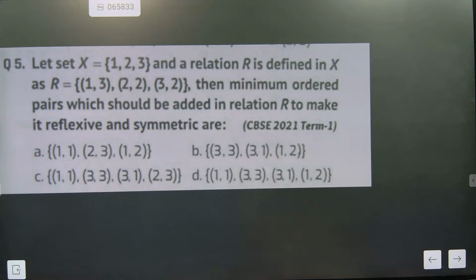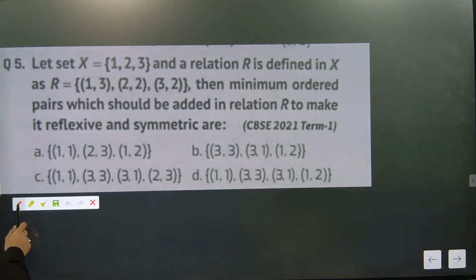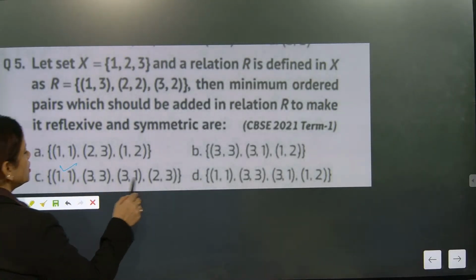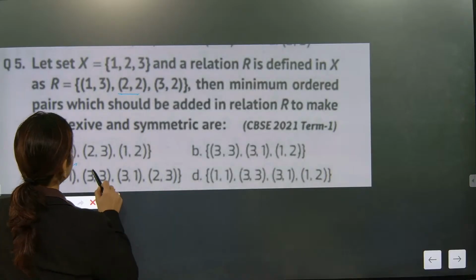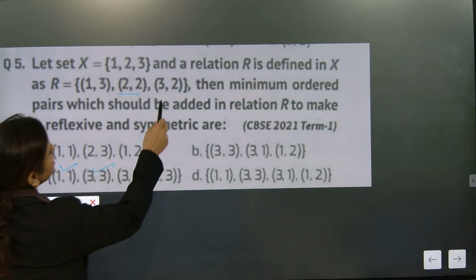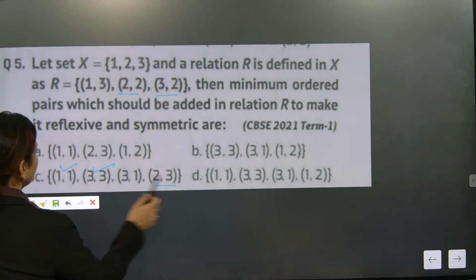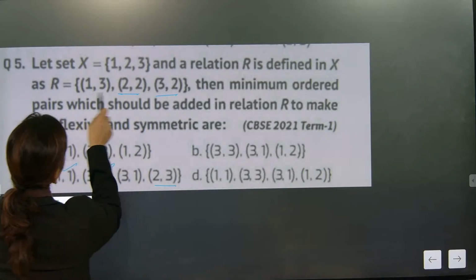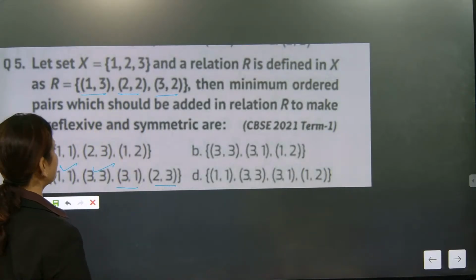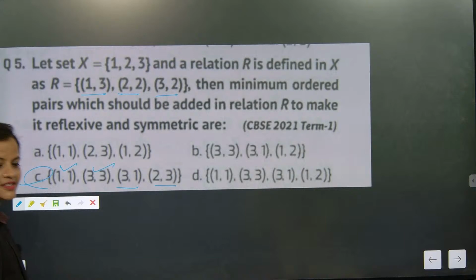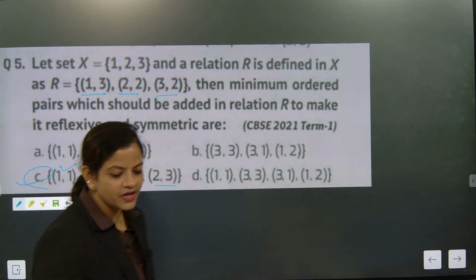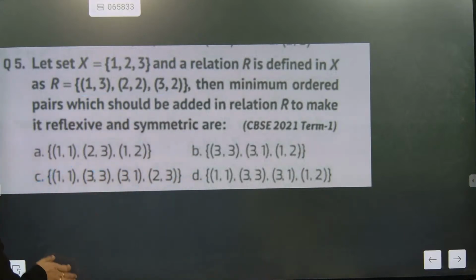It should be added there to make it reflexive and symmetric. For reflexive, 1, 1 is needed. Very good. 2, 2 is there, so 3, 3 is needed. After that, 3, 2 is there, which means 2, 3 is needed. Then 1, 3 is there, which means 3, comma 1 is needed. Very good. So the answer is C. Super answer. Shivaranjani also answered.